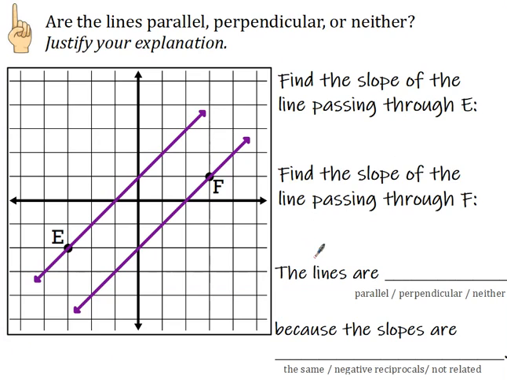The slope of the line that passes through point E is 1. The slope of the line that passes through F is 1. So the lines are parallel because their slopes are equal.